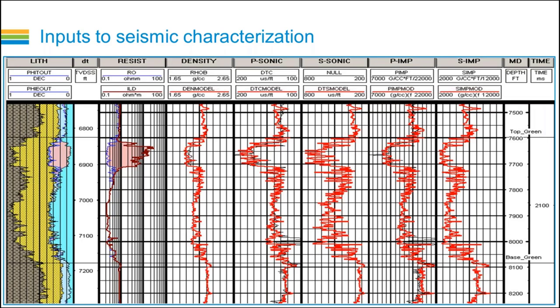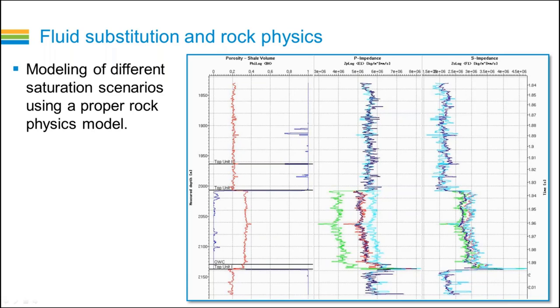Another advantage that my rock physics gives to me is that I can have what if scenarios. You know that the wells are drilled at a specific location. So at that location, your reservoir has a certain type of fluid. It can either be brine, oil, or gas, or a combination of them. But if you have a rock physics model, you have prediction power.